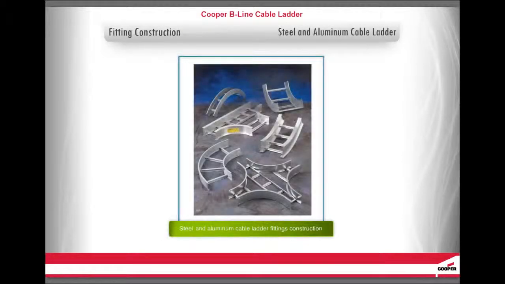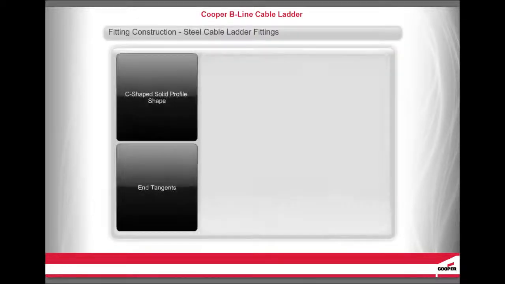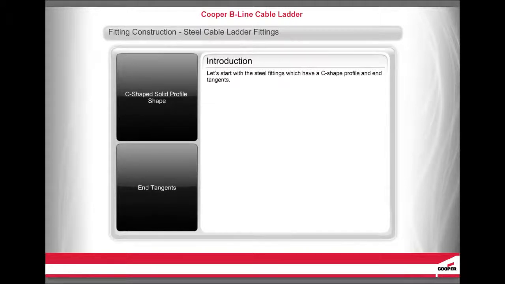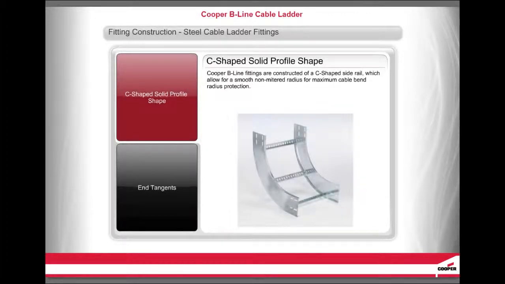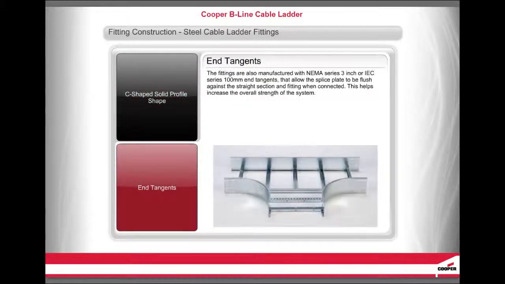In this section, we'll look at the steel and aluminum cable ladder fittings construction. Let's start with the steel fittings, which have a C-shaped profile and end tangents. Cooper B-line fittings are constructed of a C-shaped side rail, which allows for a smooth, non-mitered radius for maximum cable bend radius protection. The fittings are also manufactured with NEMA Series 3-inch or IEC Series 100 mm end tangents that allow the splice plate to be flush against the straight section and fitting when connected. This helps increase the overall strength of the system.